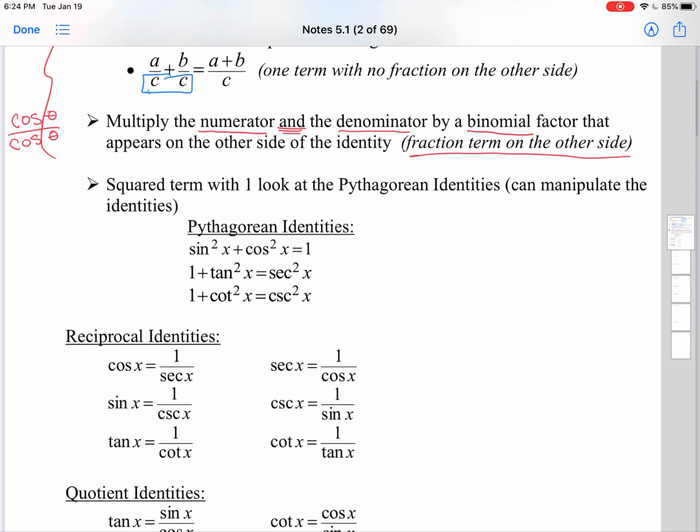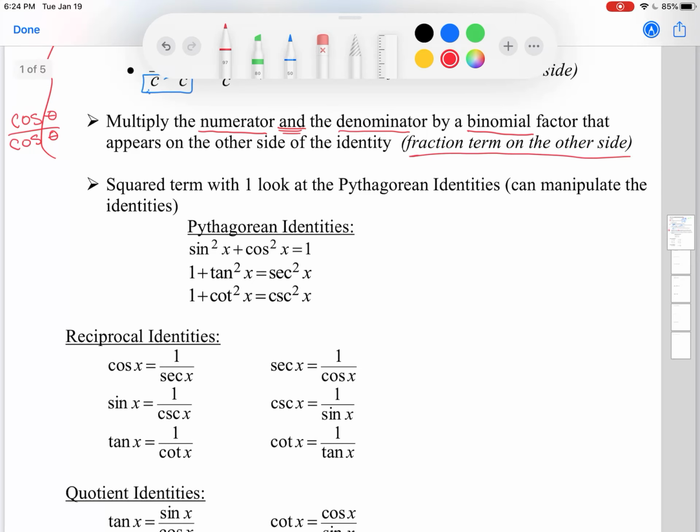Last but not least, we have the squared term with 1. Look at the Pythagorean identities, and then of course we can manipulate these identities. Again, these are all on your formula sheet, all 3 of these, exactly as you see them. The reason why this one would be helpful is because each one of these identities has the number 1 with it. So if we want to get 1, if we multiply with 1, we get the same thing. It will eliminate some trig identities for us just on its own based off of the fact that it can equal 1.